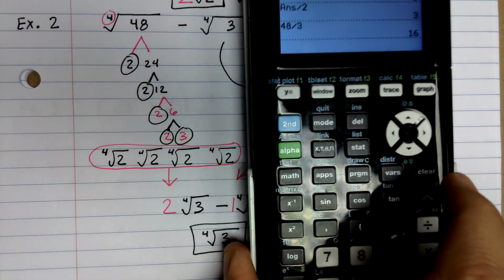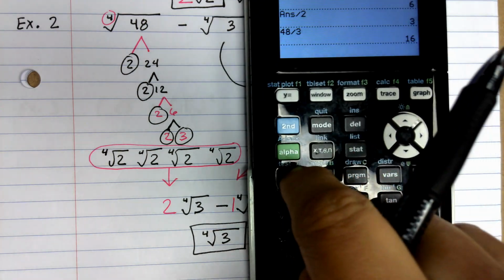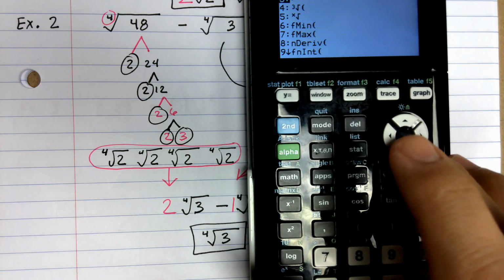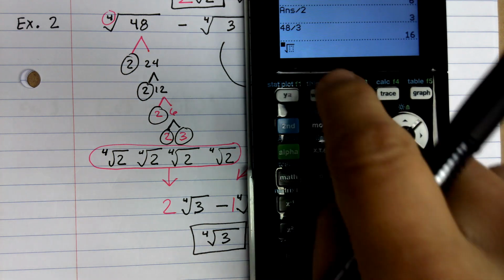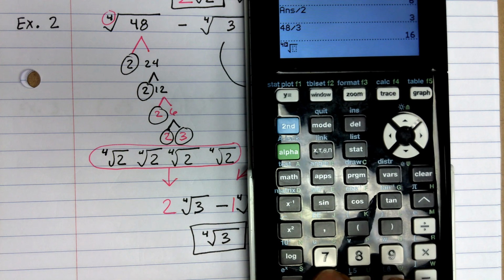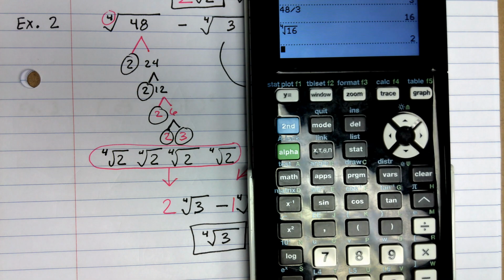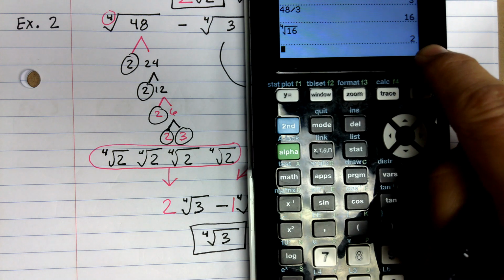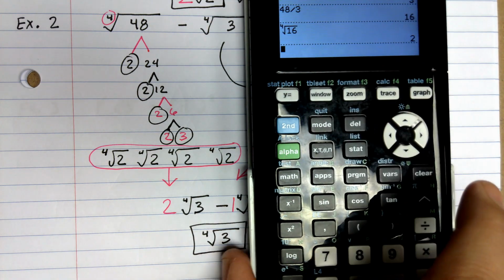In other words, if I were to take 16, I'm going to hit math. Notice on this root it just has an X because I can put any index I want. I'm going to put a 4. And I were to put 16, it's going to simply tell me 2. And that's because 2 multiplied to itself 4 times gives me 16.